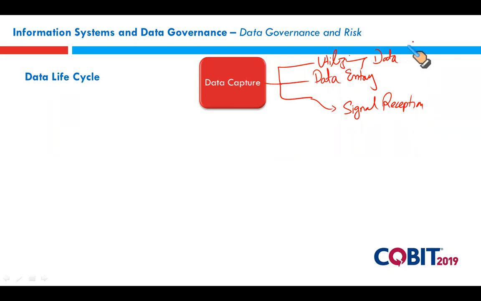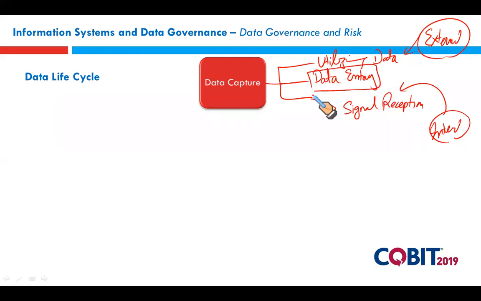Please remember, utilizing data means using data that was created externally, outside the organization. And when the data is already available within the organization and we make use of this data, which was already available internally, this is called signal reception. And when you want to create data from the beginning, from zero, this is called data entry, creating new data values. This is the first phase.